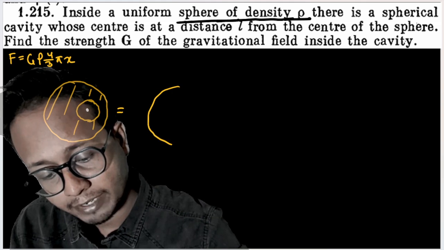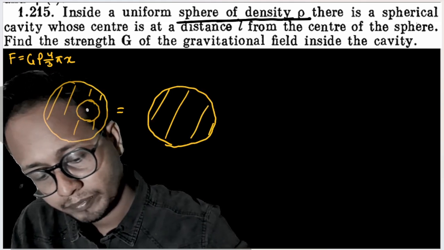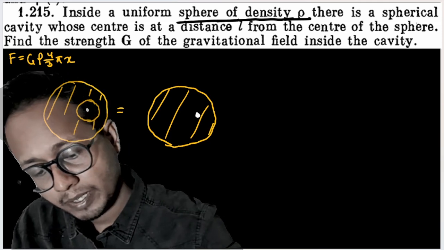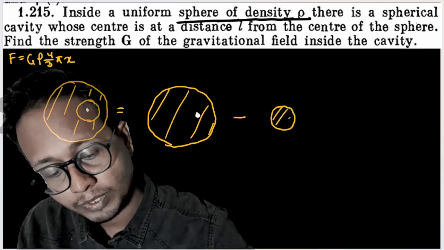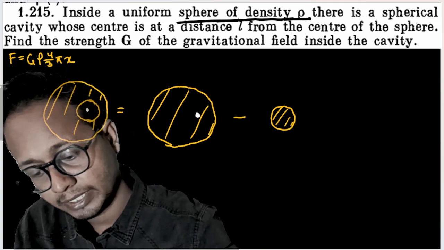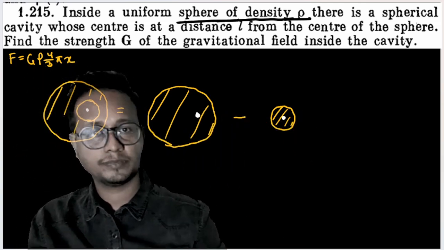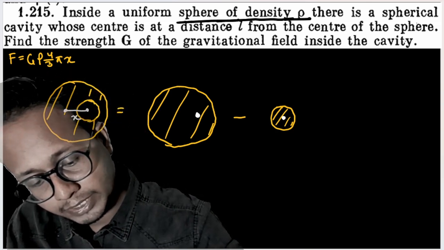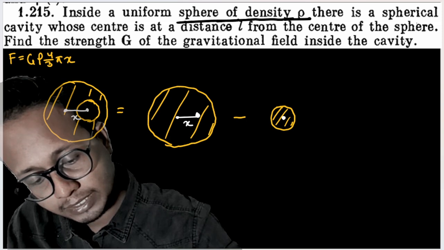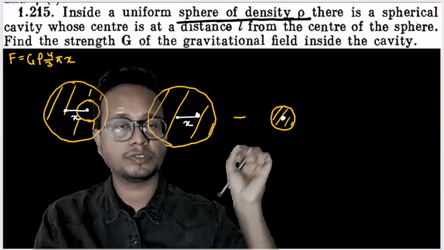the gravitational field due to the entire filled sphere at this point, the center of the cavity, minus the gravitational field assuming the cavity was filled with some mass at the center of the cavity. The distance from the center of the circle to the center of the cavity is x. Since this is the cavity itself, here the distance will be 0.